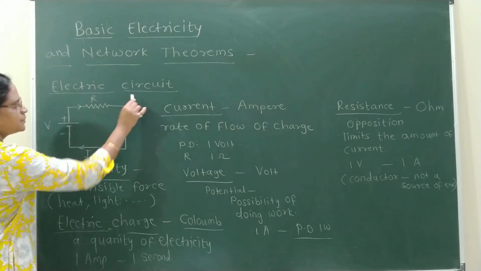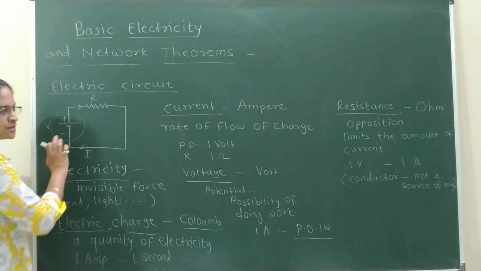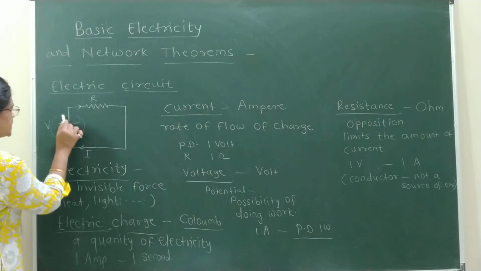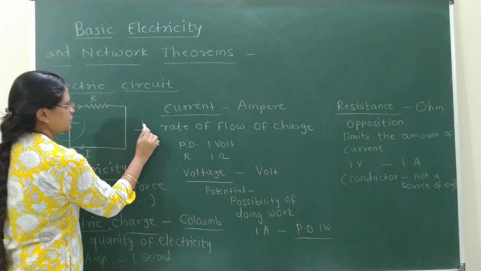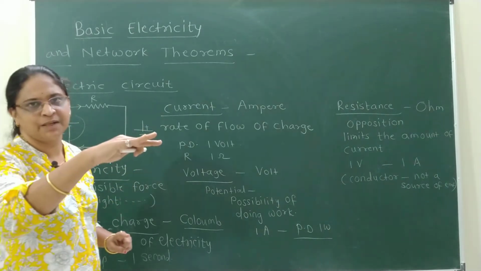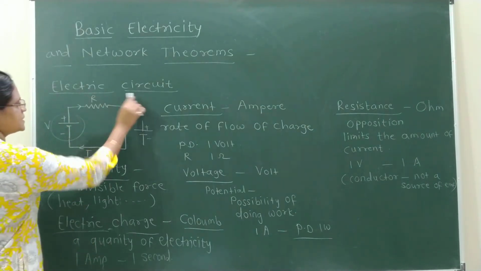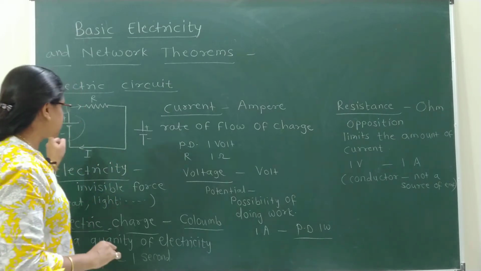So the electric circuit must possess, number one, an energy source. Here it is given as a DC voltage source because the polarities are fixed, one end positive, the other end negative. So polarity remains fixed, and the energy is of a stable type. So this is a DC voltage source. An electric circuit must have an energy source with potential difference.